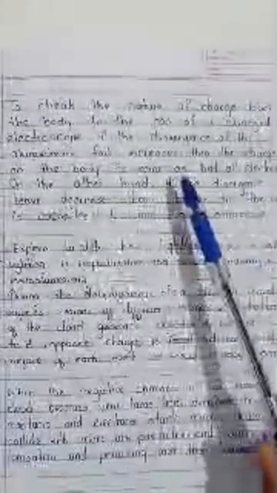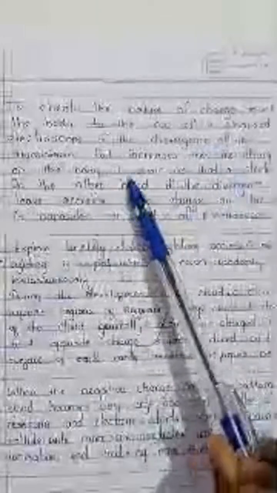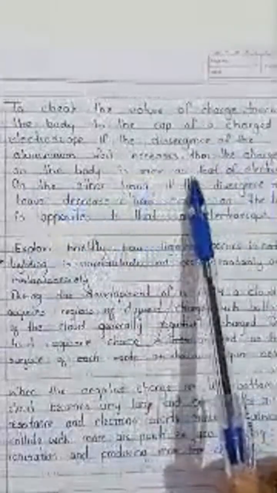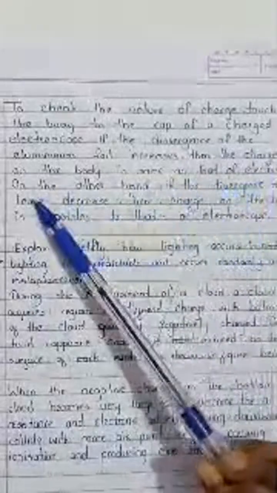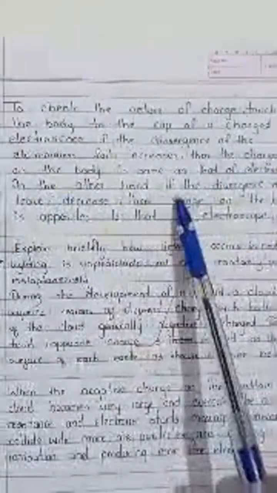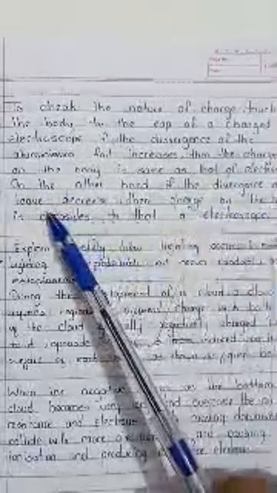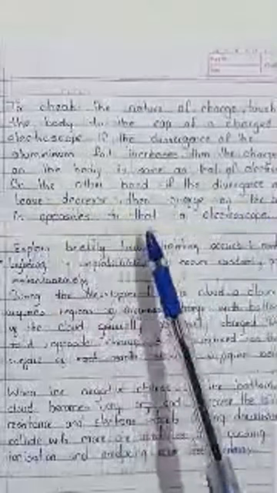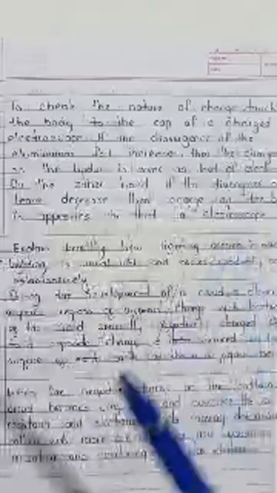To check the nature of charge, touch the body to the cap of the charged electroscope. If the divergence of the aluminium foils increases, then the charge on the body is the same as that of the electroscope. On the other hand, if the divergence of the leaves decreases, then the charge of the body is opposite to that of the electroscope.